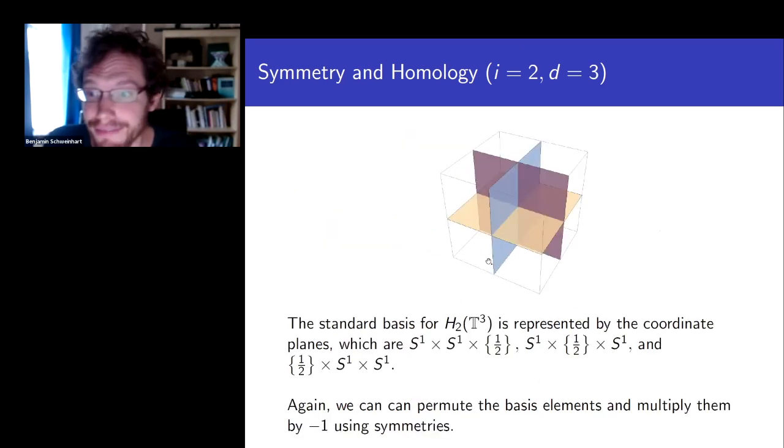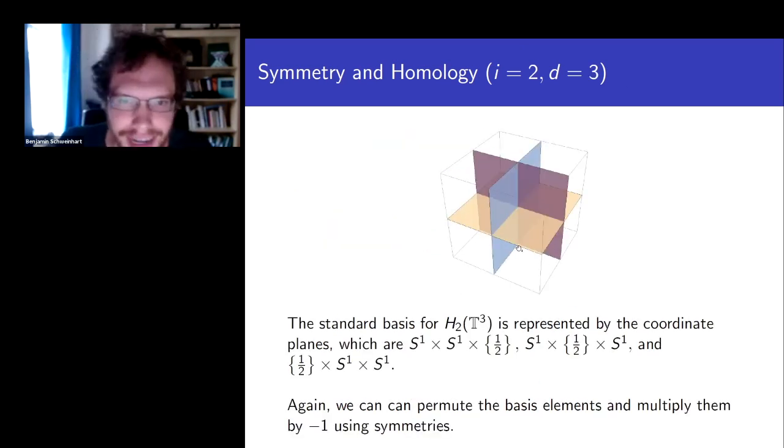And let me just point out that for our higher dimensional homology of the torus, we can also look at the action of the symmetry group on S1 cross 1/2 and so on. So you'll see that, again, the permutations of the coordinates permute them.